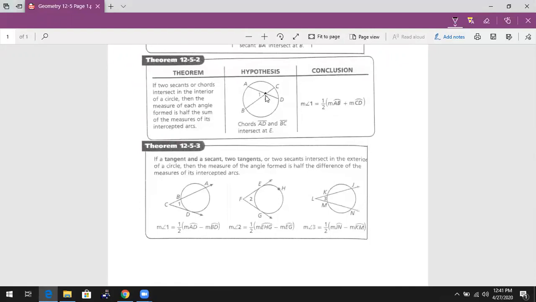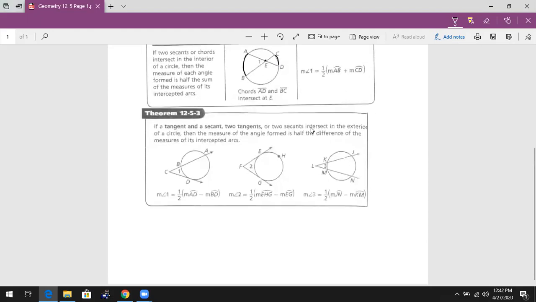This one, notice these two angles intersect inside the circle. It says if two secants or chords intersect in the interior of a circle, then the measure of each angle formed is half the sum of the measure of its intercepted arcs. That is, the measure of angle 1 is half of the sum of the arc it intercepts, AB, and the arc its vertical angle intercepts, CD. So 1 is half of AB plus CD.